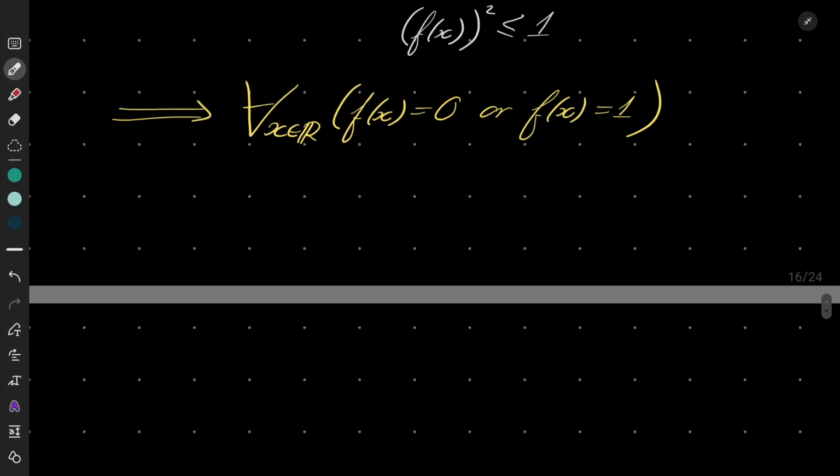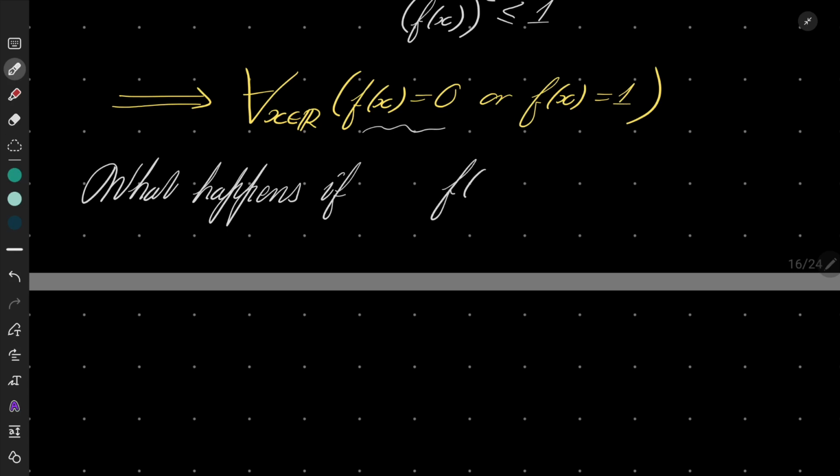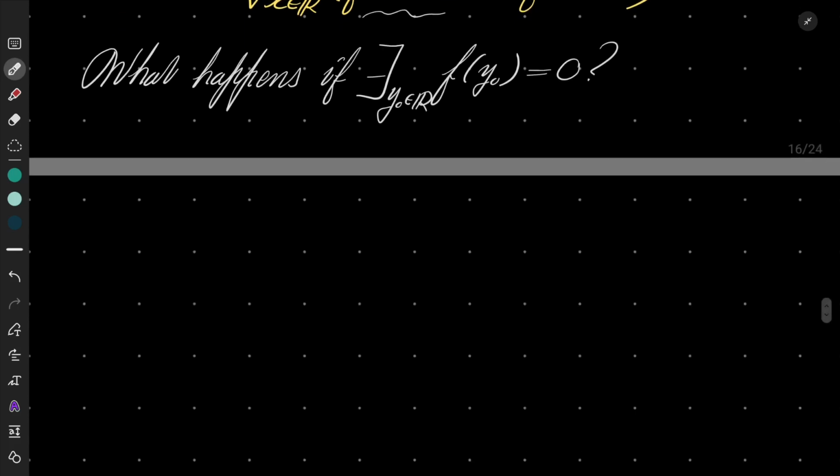And now let's consider the possibility. What happens if our function attains value of 0 for some x? So what happens if f of x sub 0 equals 0 for some real, maybe not x sub 0, maybe write y sub 0, for some real number y sub 0? Well, then what?